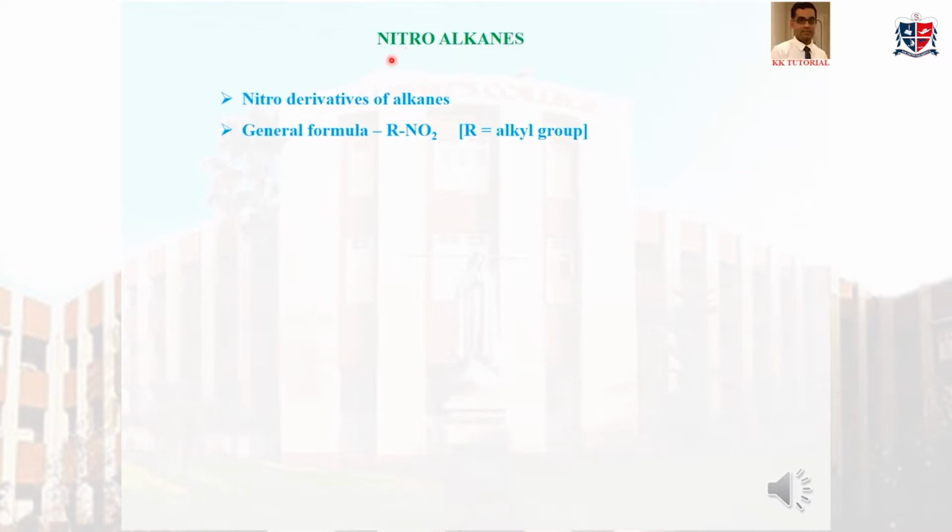So we will start with our compound nitroalkanes. We know that nitroalkanes are nitro derivatives of alkanes. Their general formula is RNO2, where R is the alkyl group. These are the basic things that we know. And when we come to the structure, it is very clear that nitroalkanes can be represented by the resonance hybrid of these two canonical structures.